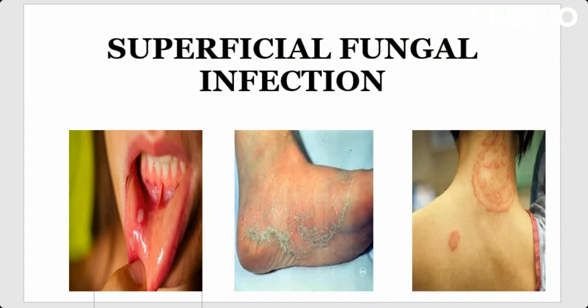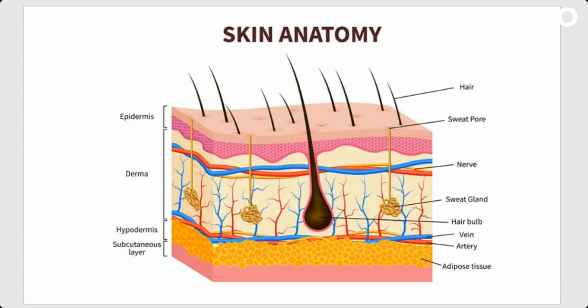Okay, today's topic is about superficial fungal infections. Before that, let's review the structure or the anatomy of the skin. Basically, the skin is made up of three basic layers. There is a hypodermis, dermis, and the epidermis. Hypodermis is the innermost layer, and dermis is the middle layer, and epidermis is the outermost layer.